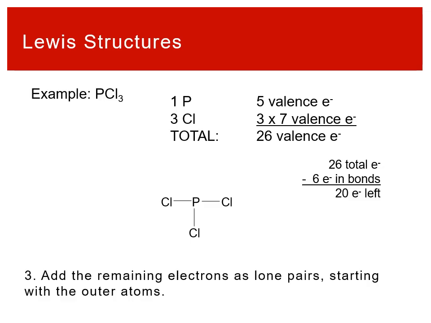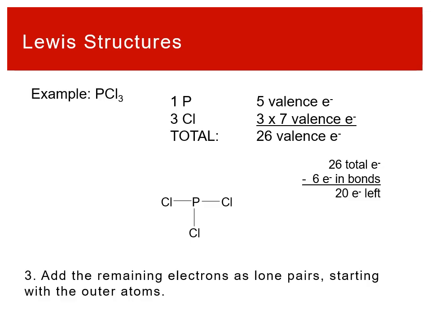I started with 26 total. In starting to draw my Lewis structure by implementing single bonds, I have already assigned 6 electrons there, right? I have 3 bonds. 3 times 2 is 6 total electrons. So I now have 20 electrons left to fill the octets of all my atoms.